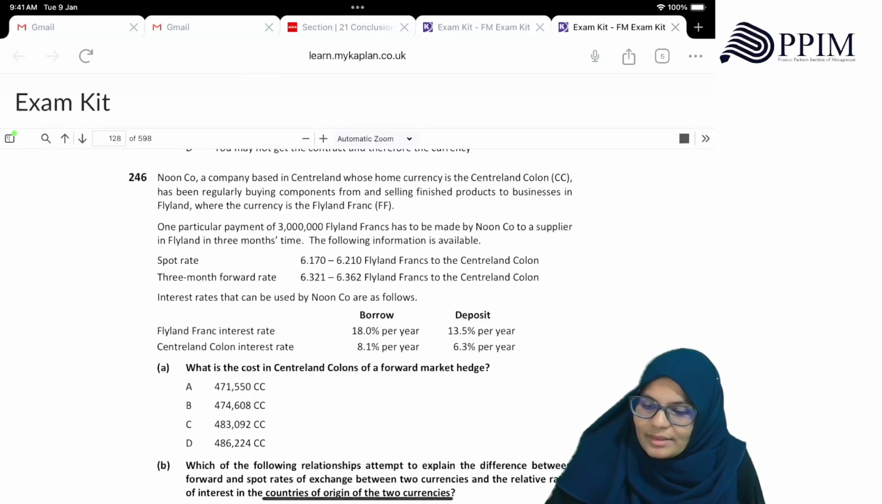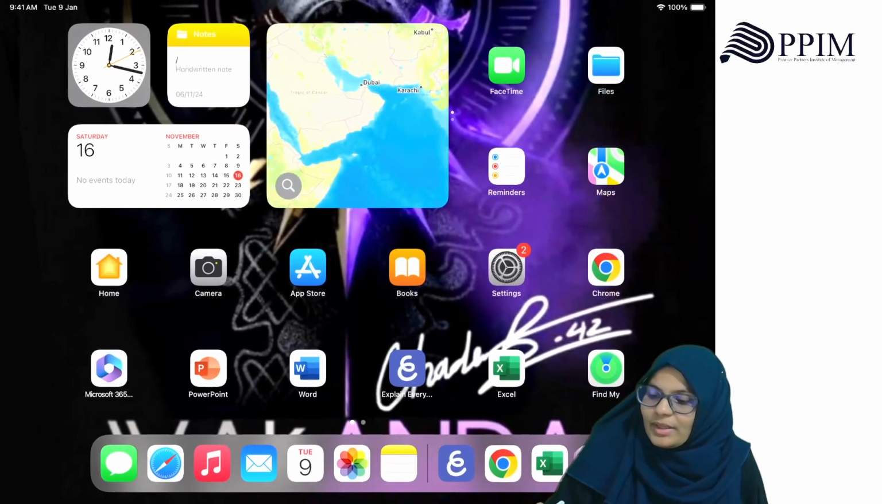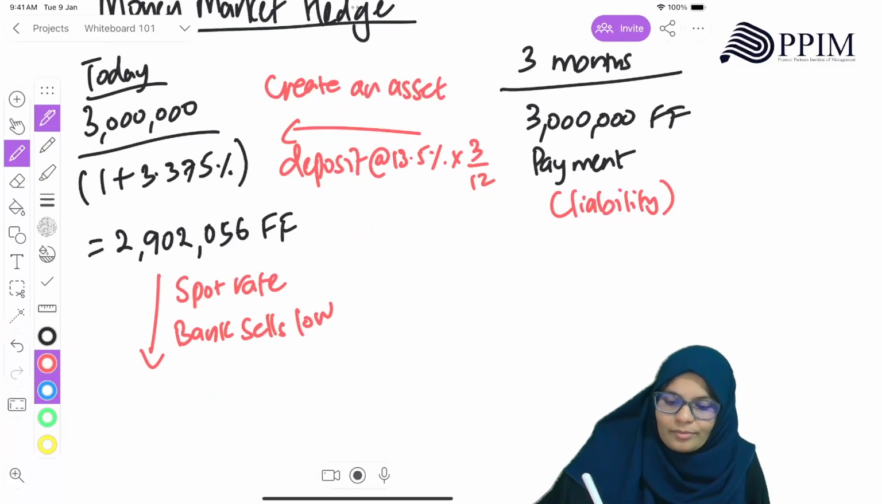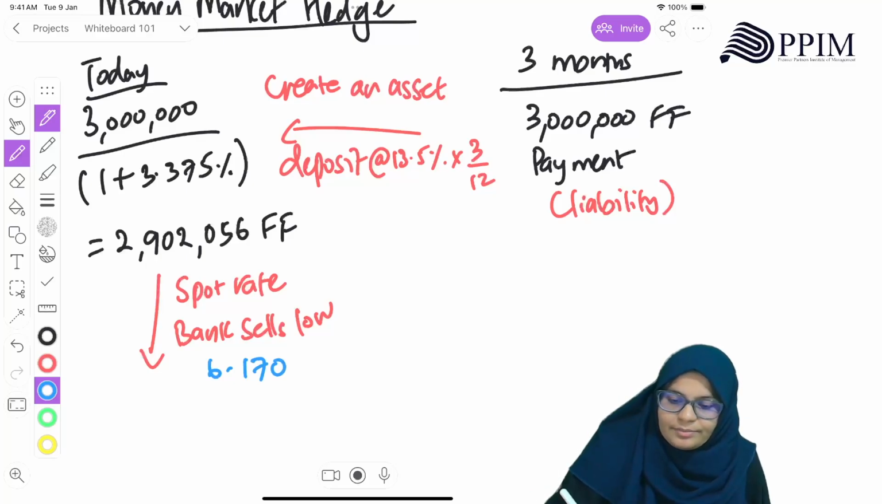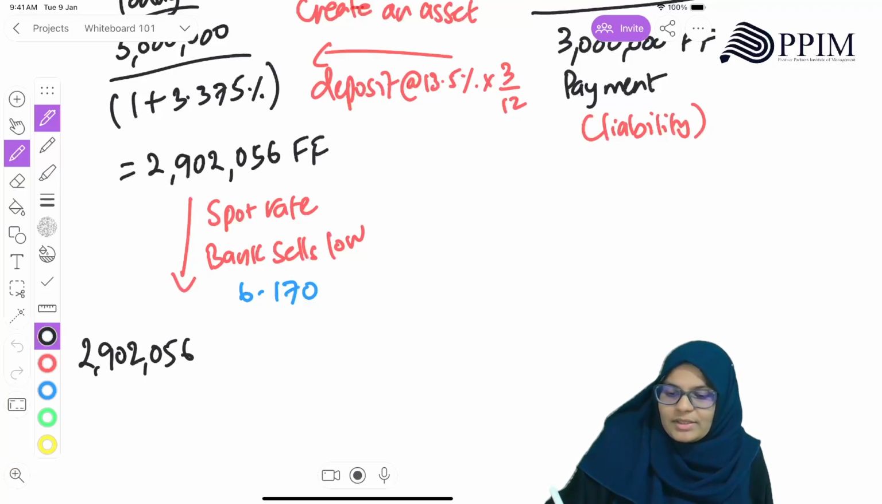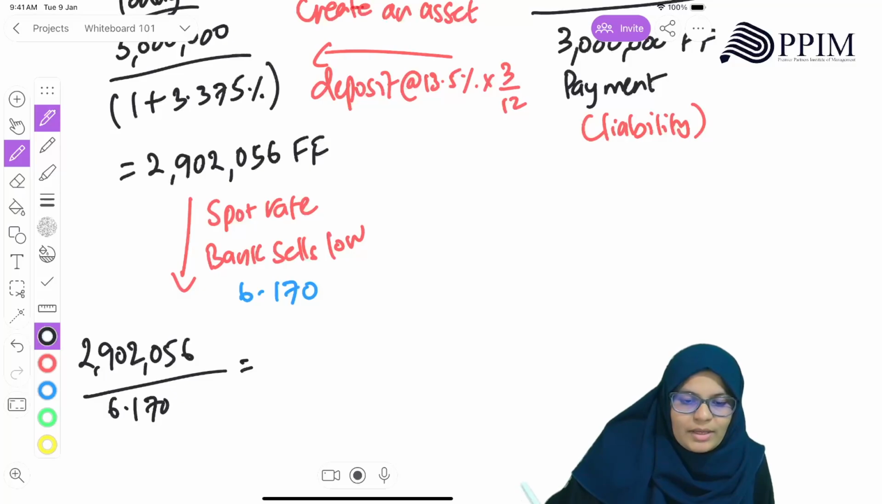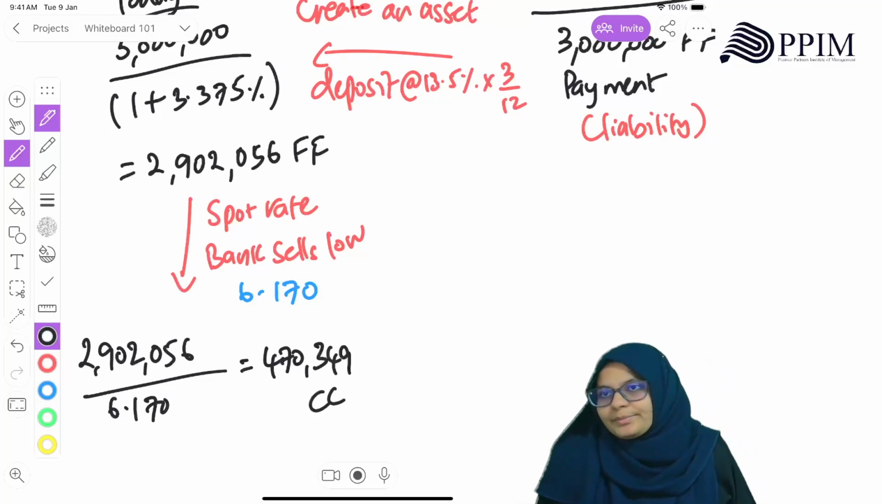So, if you look at the spot rate, lower rate is 6.170. So that will be the amount that the bank will give me. Okay. So, when I do the conversion, it should give me in centel and colons 2,902,56 divided by 6.170. So it should give me 470,349 centel and colons. Okay.